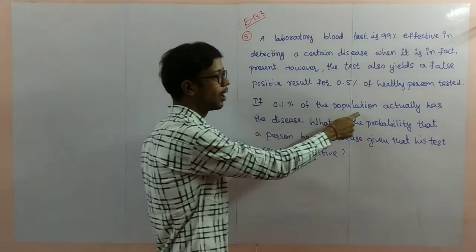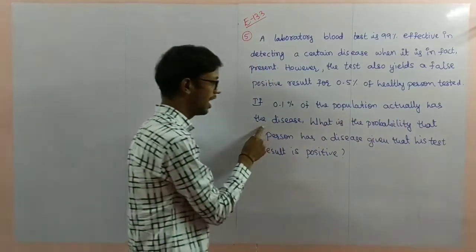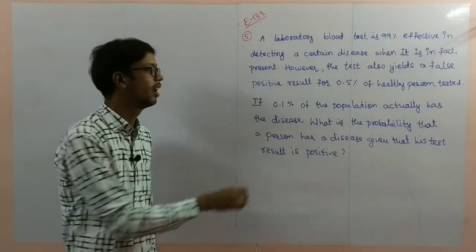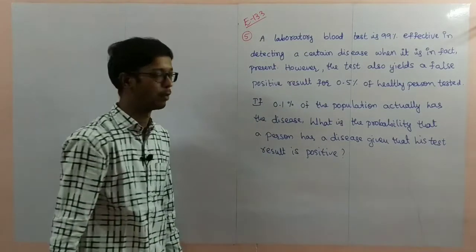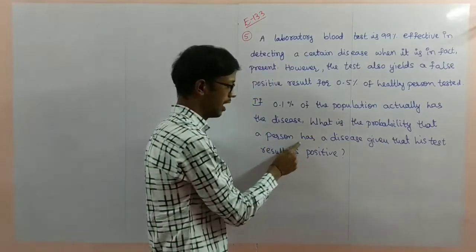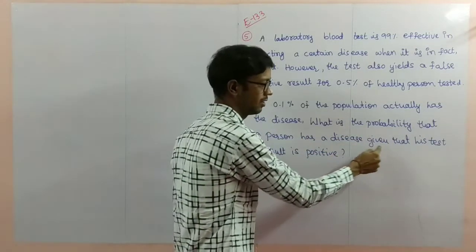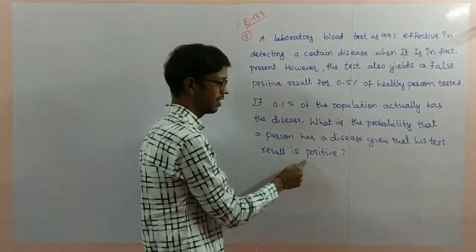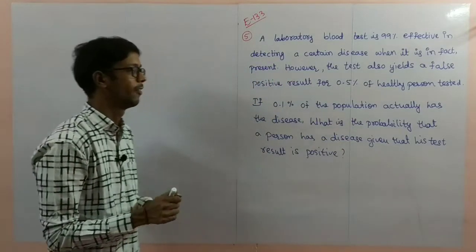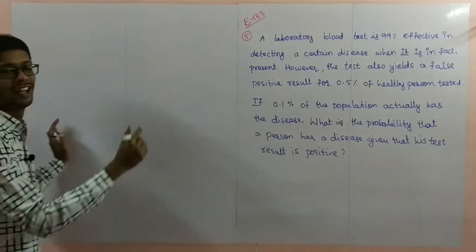0.1% of the population actually has the disease, actually how many members have the disease? 0.1% of the population. Next, what is the probability that a person has the disease given that his test result is positive? So later we will discuss this question. First of all, we have to write the events here.